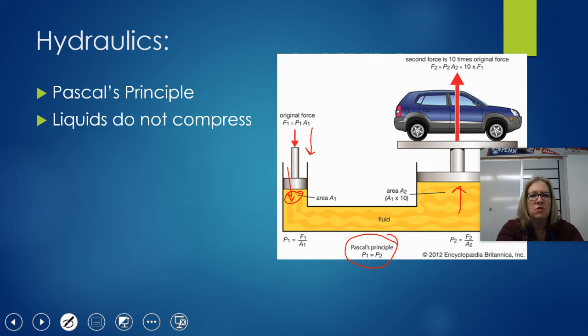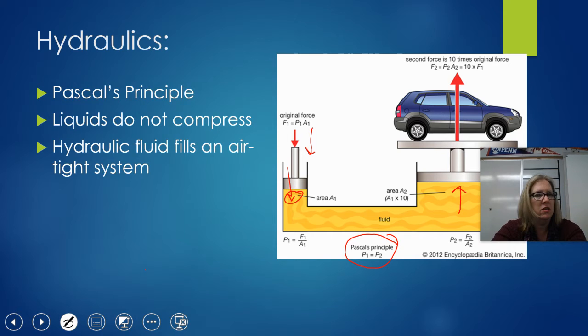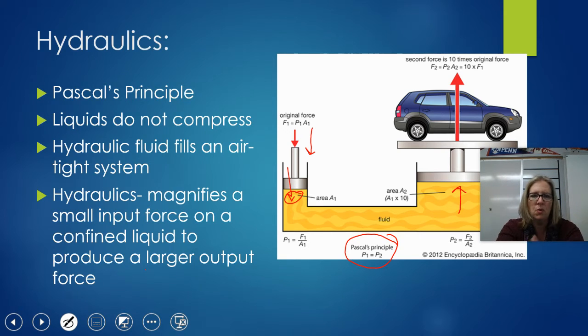Okay, this also works because liquids do not compress. While gases will compress and get closer together, the particles of a liquid do not compress. You cannot change the volume, okay? That pressure is going to move things. So hydraulic fluid fills an airtight system. It's got its volume, it's got its pressure, and it cannot compress. Okay. So what hydraulics do is they magnify a small input force to produce a larger output force. So this is our input force, and this is our output force, okay? You can lift a car out of mechanics. This is how your power brakes work in your car.